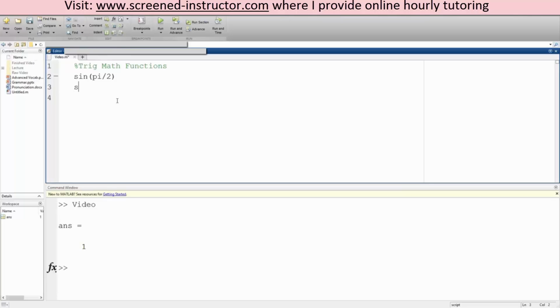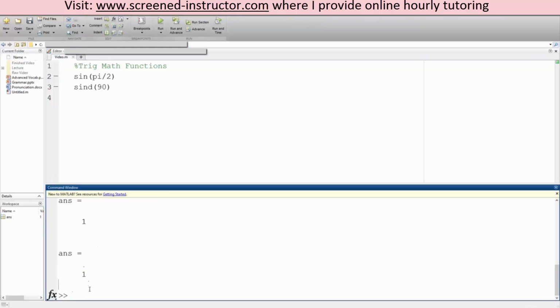But now we want to do sine of 90 degrees instead. So this is going to be in degrees. If you hit run, you don't get 1. This is because sine itself is recognizing it as radians. So if you want to do degrees, you write sind. Sind will give us 1.